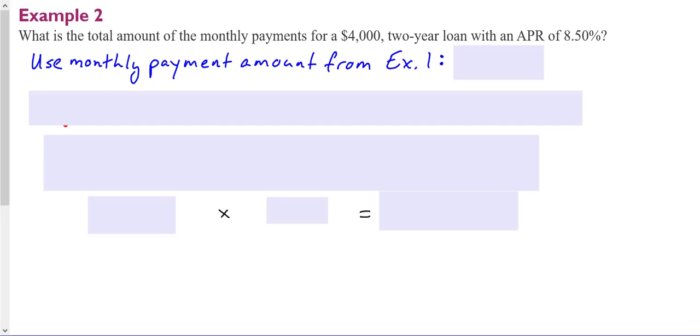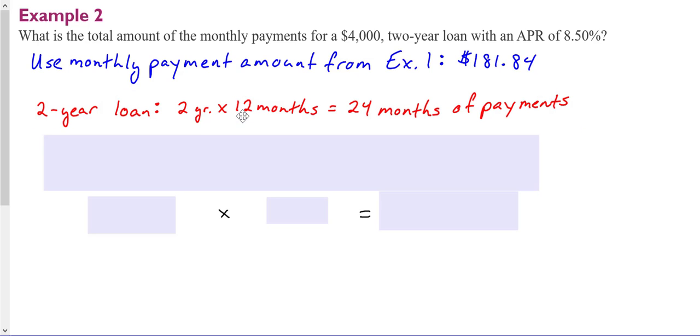So what is the total amount of monthly payments for $4,000, a 2-year loan with an APR of 8.5%? What this means is how much, after I pay all my monthly payments, have I actually paid back on my loan? From example 1, remember that our monthly payment was $181.84. A 2-year loan would be 2 years, and there are 12 months in each year, so that means there were 24 months of payments.